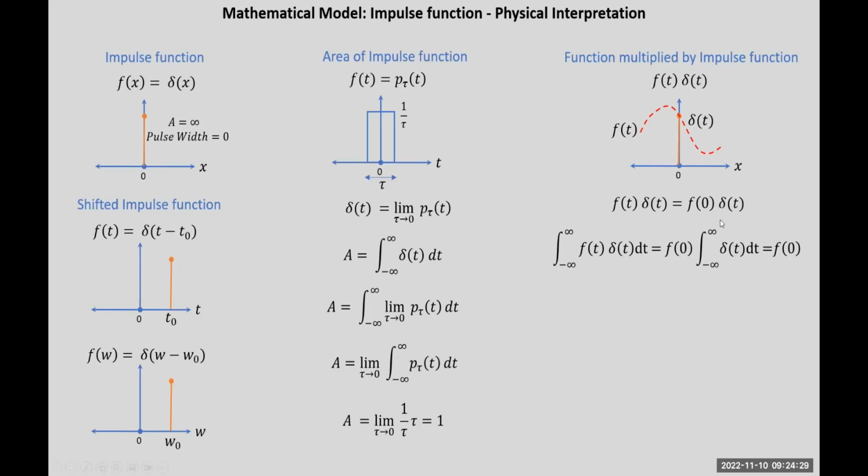Try to understand the important steps here. When you multiply the impulse function with any arbitrary function, the product will exist only at 0, but the impulse function will still be present in the equation. When you integrate it, it will become f of 0.